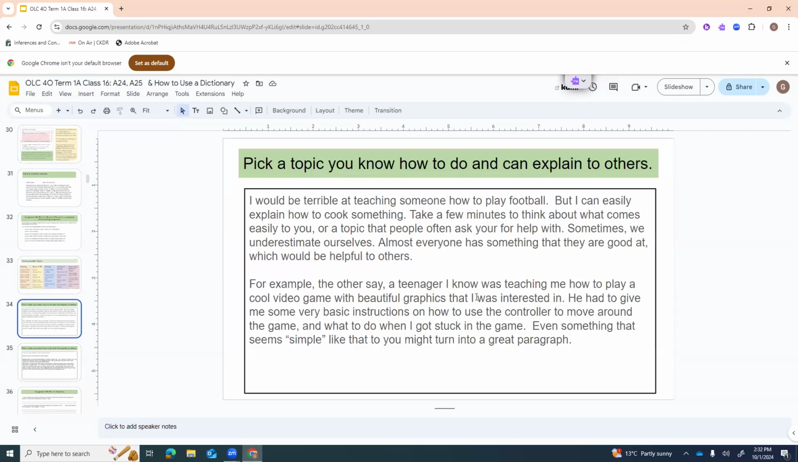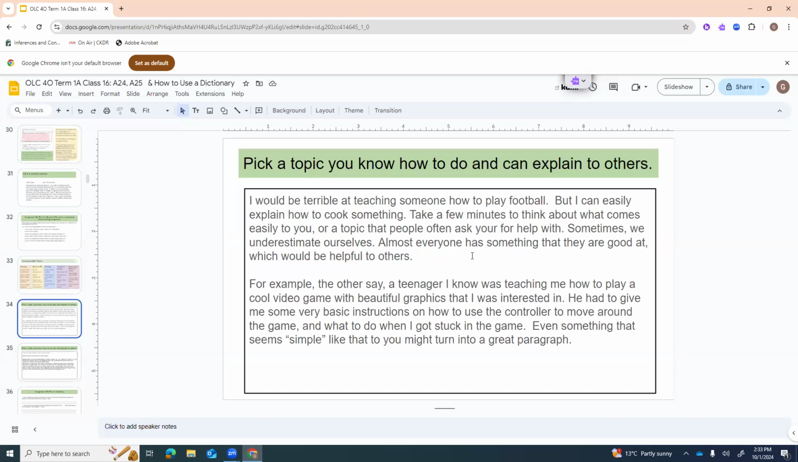So pick a topic that you already understand how to do and can explain easily to other people. Example, I would be terrible at teaching someone how to play football, but I could easily explain how to cook something. So take a few minutes to think about what comes easily to you, or is there a topic that people almost always ask for help with? Sometimes we underestimate ourselves and think, well, there's nothing that I really know about, but almost everybody has something they're good at, which would be helpful to others.